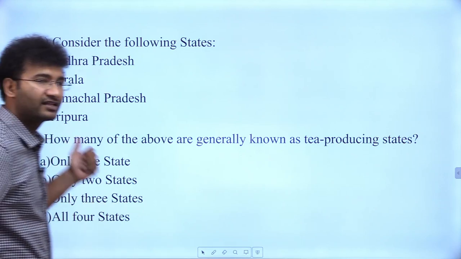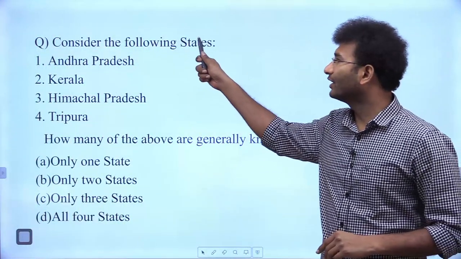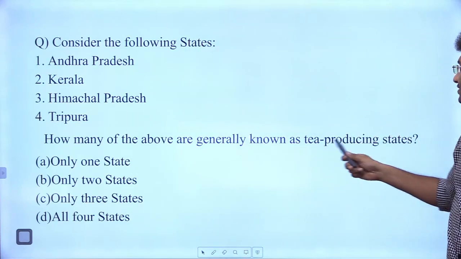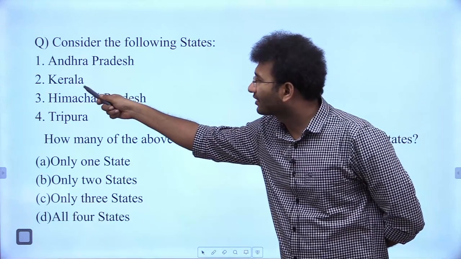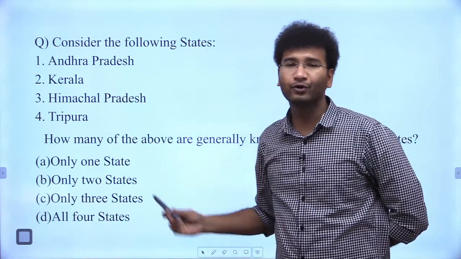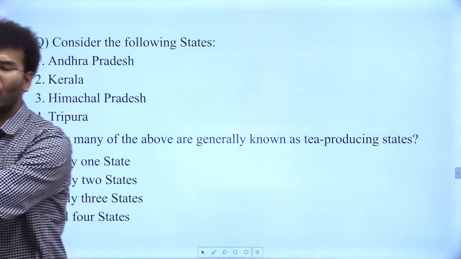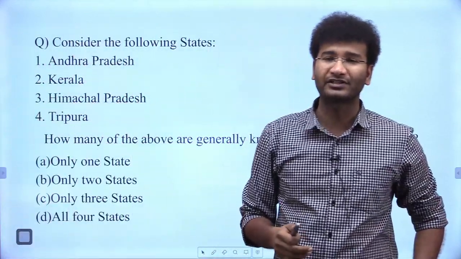And this is the next question that has been asked in yesterday's classroom. Consider the following states, and they asked how many of the above are generally known as tea producing states. Andhra Pradesh, Kerala, Himachal Pradesh and Tripura. If you know the answer, please comment in the comment section. Though it seems like a very easy question, this is a current affairs question, guys.